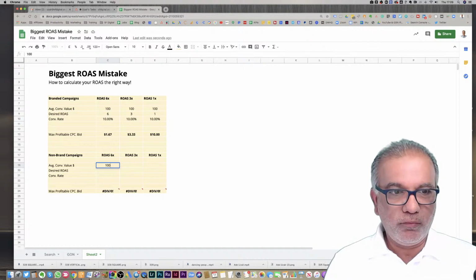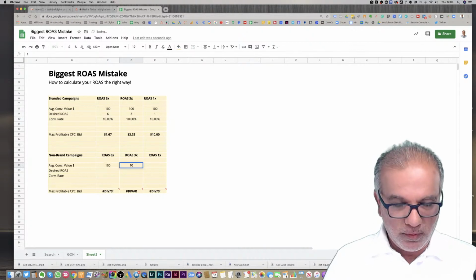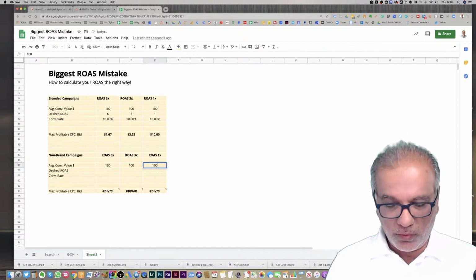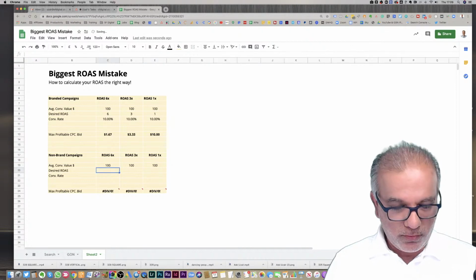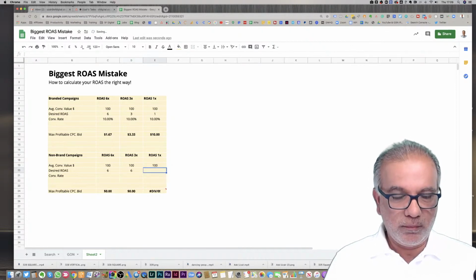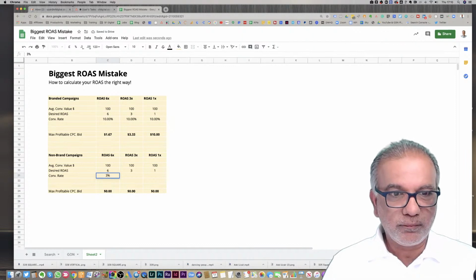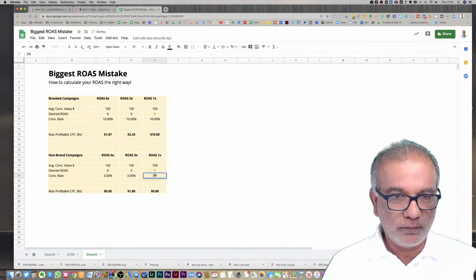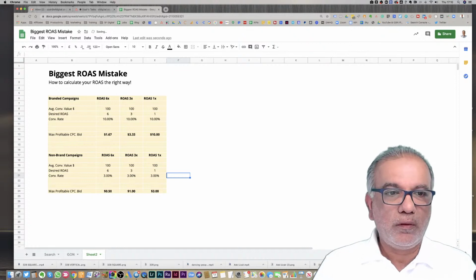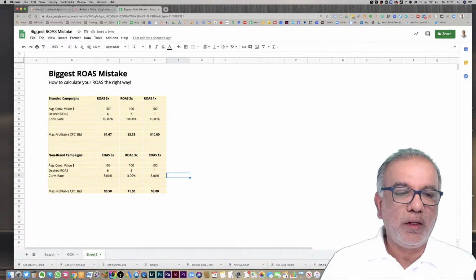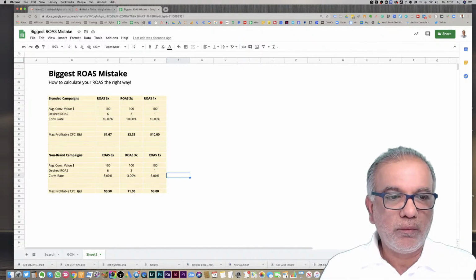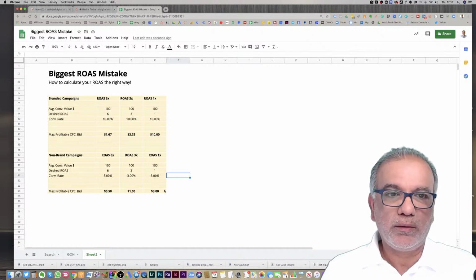Now if I were to take the same figures, 100 will be the same. Well, let's say keeping all the conversion values the same. Desired ROAS would be 6, 3, and 1. Non-branded will usually be less. And now our ROAS profitable CPC goes right down to 50 cents, $1, and $3.